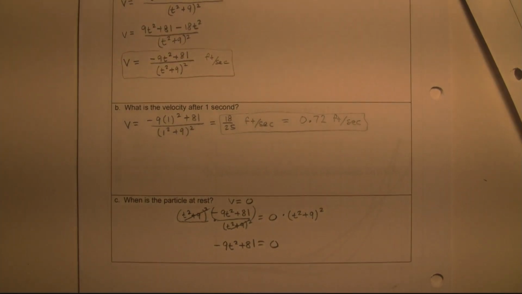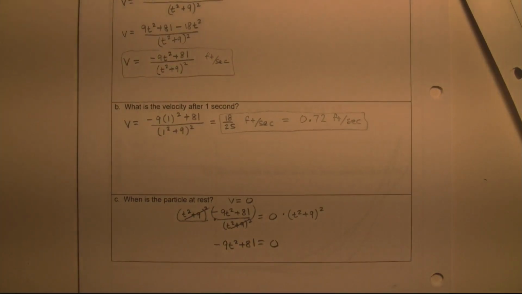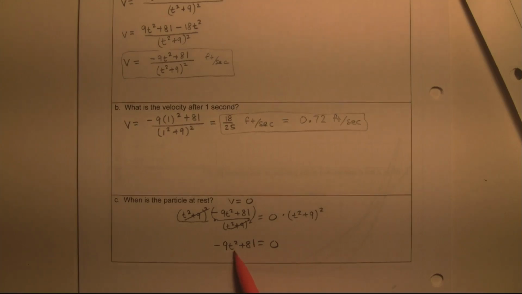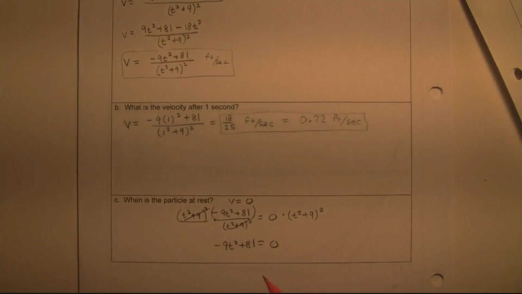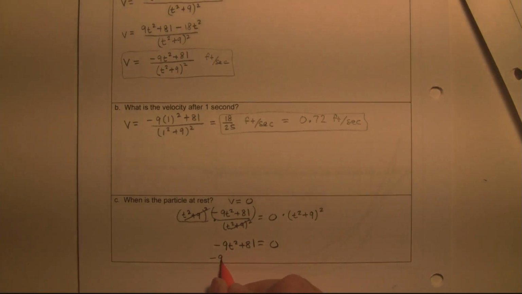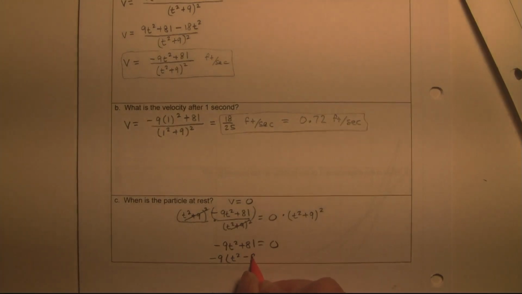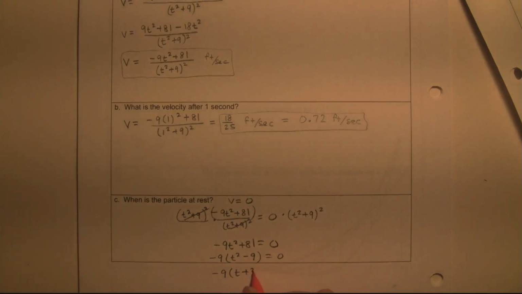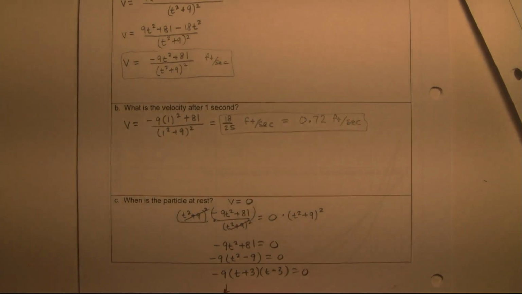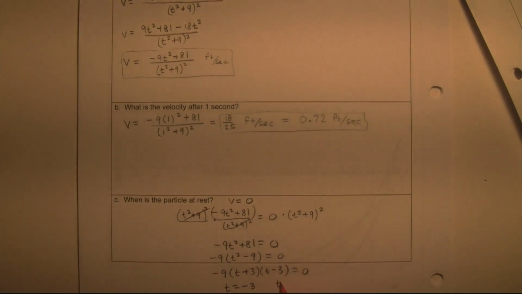And I'm going to solve that. My choice on how to solve it, it's quadratic, t to the second, so I could use the quadratic formula. If I could factor this, then it would be okay to factor this. And so if I pulled out a -9, then I would have t squared minus 9, negative times a negative is a positive, equals 0. So -9 times (t plus 3) times (t minus 3) equals 0. So I'm getting t equals -3 and t equals 3.